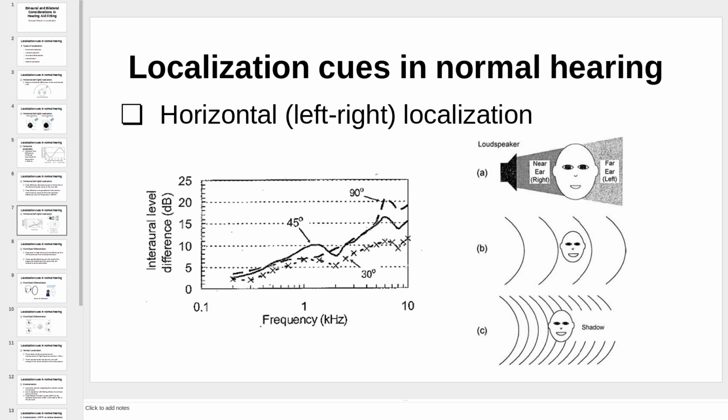So if we look at what the interaural level differences look like as we go from around 30 degrees to 90 degrees, as we change that horizontal azimuth, we can see that we do have level differences for low frequencies, but they become much larger above 1500 hertz.